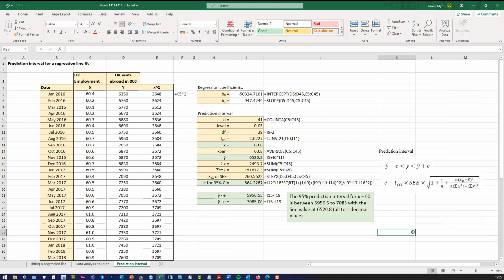So that's how you fit a prediction interval on that trend line for a particular value of x. In our case, we chose x is equal to 60, but you could have chosen any value of x.